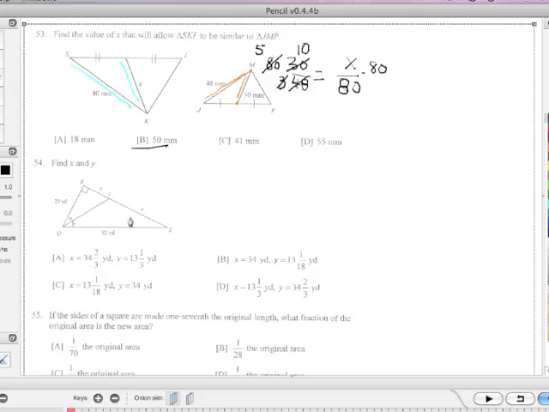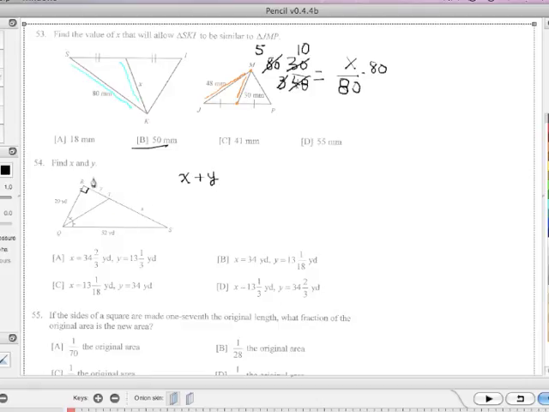Find x and y, and these two angles are proportional. Let's see what we have to do. If we step back for a second, we see that this is a 90-degree triangle right here, thanks to this angle at R being 90 degrees. And we can find out what x plus y is. That's going to be our first step.